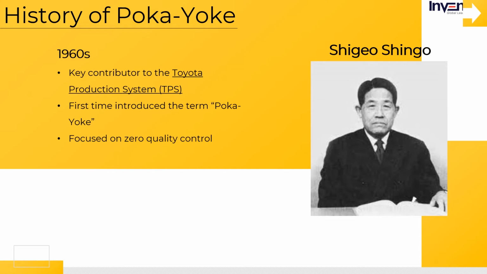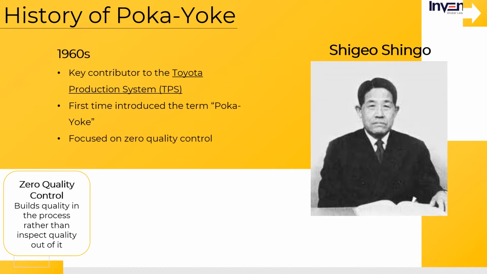This process caused the birth of Poka-Yoke. It has probably been used here and there for a long time. Shigeo Shingo was on a quest for zero quality control, meaning a situation where inspectors are no longer needed because quality issues are either prevented altogether or caught at the source. In simpler words, he builds quality into the process, rather than inspecting quality out of it.